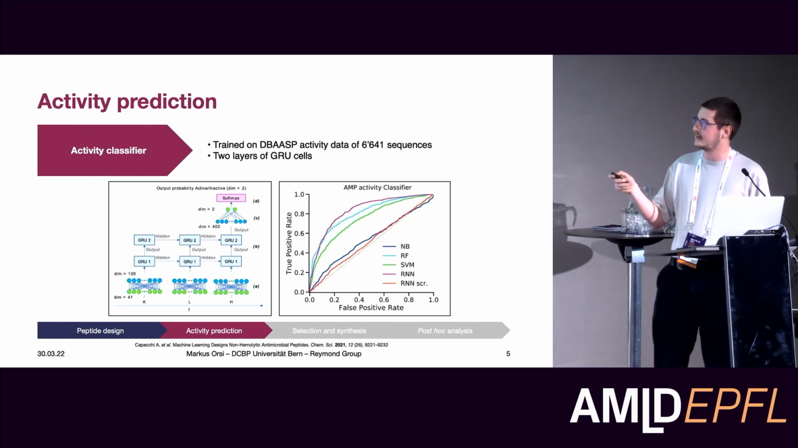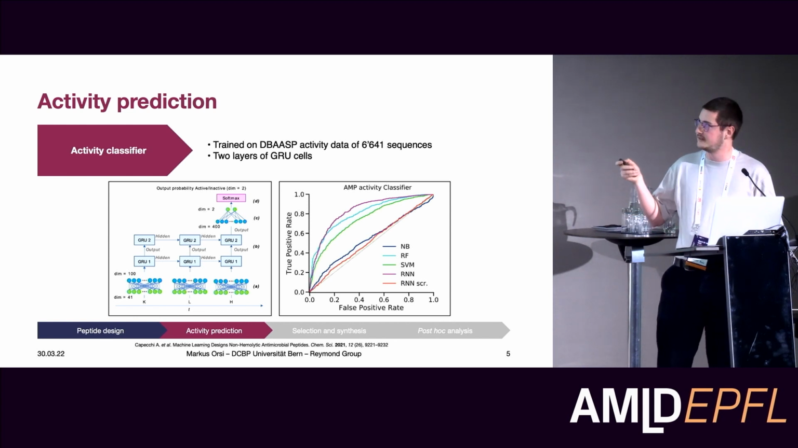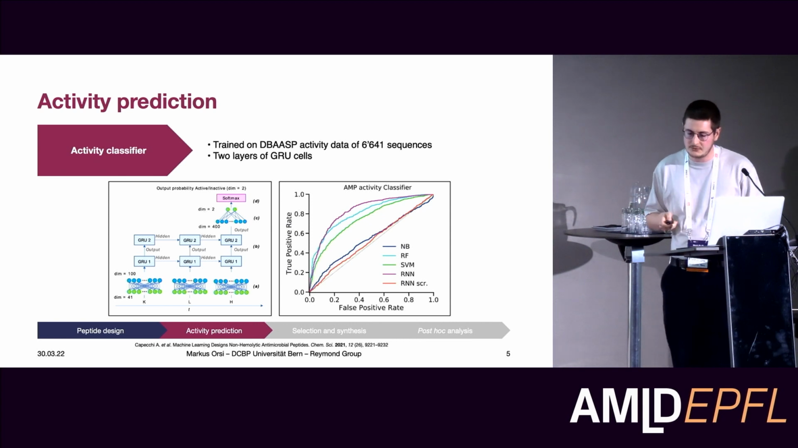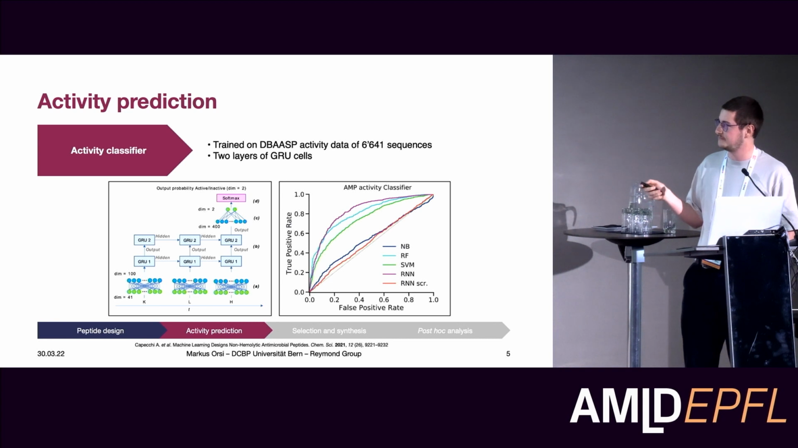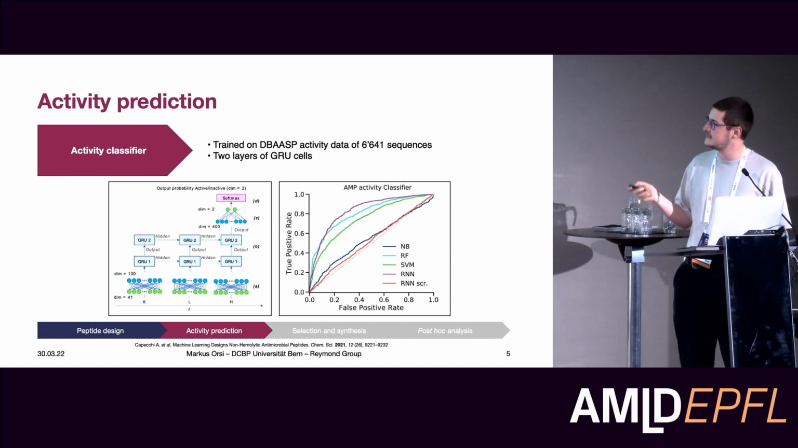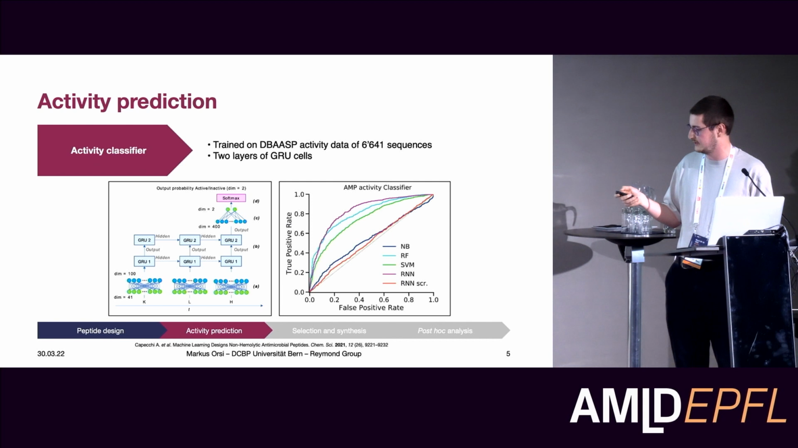Here we had trained it, again on the same database, but this time only on activity data of a bit fewer sequences. Here sequences were either labeled to be active or inactive. We borrowed this model from a previous publication where we aimed at making antibacterial peptides. And in this publication we also compared our RNN with other classifiers. So we just took the best one that we had, which was the RNN.